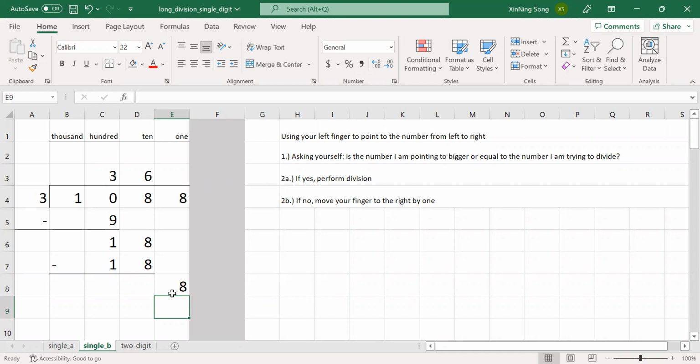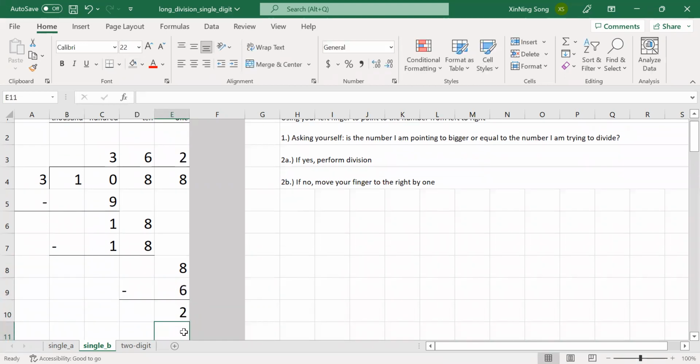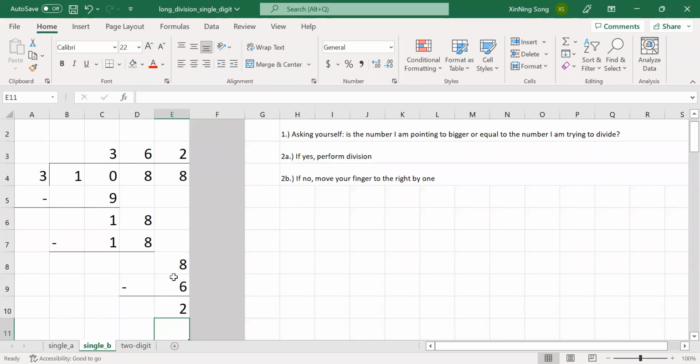1 times 3 is 3, 2 times 3 is 6, 3 times 3 is 9. 9 is too big, so it doesn't fit. So 2 times 3 is 6. And then you do another subtraction. So what do you get? You get 2. Then you ask yourself, is 2 less than 3? Supposedly when you finish and you have no more digits, the number at the end shouldn't be bigger or equal to 3. Yes, it is less than 3. That means we probably did the job correctly, right? So we say 1088 divided by 3 equals 362 with the remainder of 2.